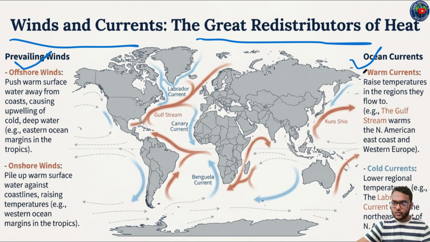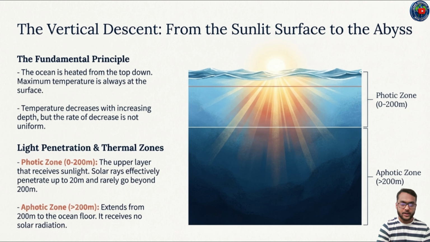Then ocean currents, warm currents and cold currents. Warm currents raise temperatures in the regions they flow to. Example: the Gulf Stream warms the North American East Coast and Western Europe. Similarly, cold currents lower regional temperatures. For example, the Labrador Current cools the northeast coast of North America. This is the influence of winds and ocean currents on ocean temperature.